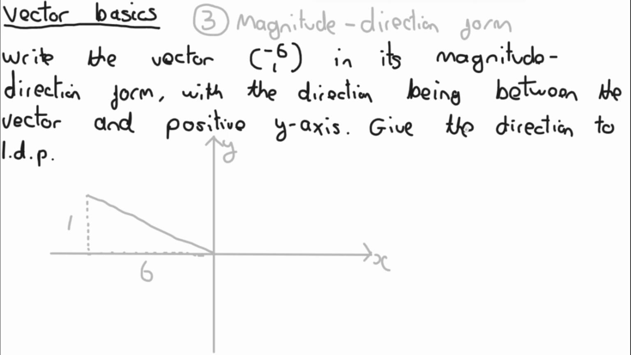And we need to find the angle between the vector and the positive y-axis. So we actually need to find this angle here. This is very simple because remember that this is just going to be the exact same triangle here.